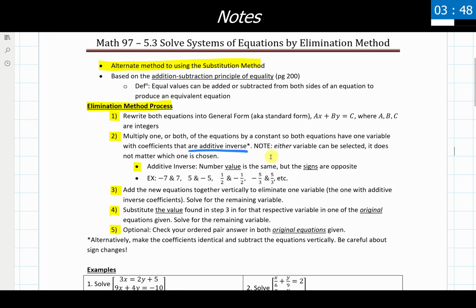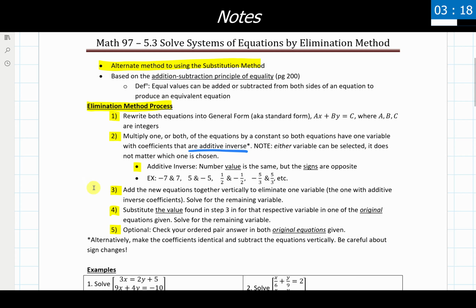Now when we are doing this step and finding additive inverses for one of the variables, either variable can be selected. You can choose to eliminate the x's, you could choose to eliminate the y's. It does not matter which one you choose. There are some quote-unquote tricks that people choose to use, but I have not found any one that is always guaranteed, this one's better, this one's worse. I don't think it exists out there.